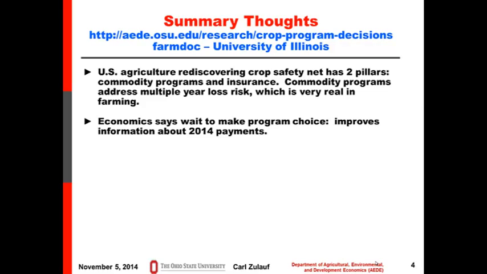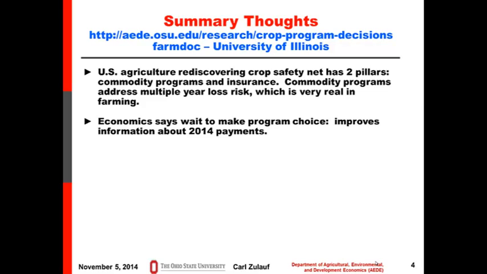Economics clearly indicates that you will want to wait to make this decision, because waiting improves the information that you know about 2014 payments. You will have, by the time we get to March 2015, a very good idea on yields, particularly at the county level. USDA NASS has historically released those yields in late February, so they will be available.